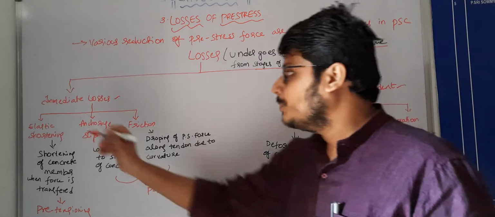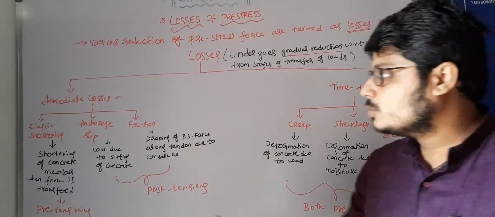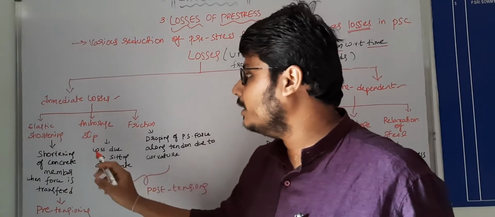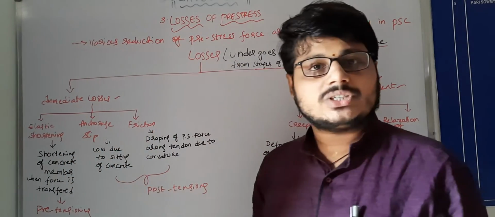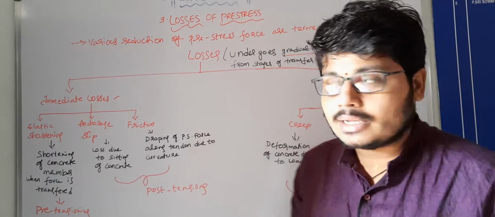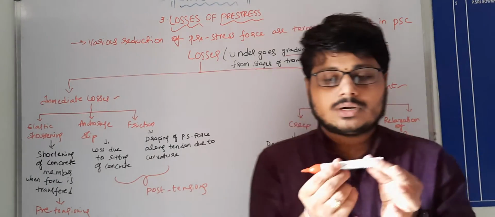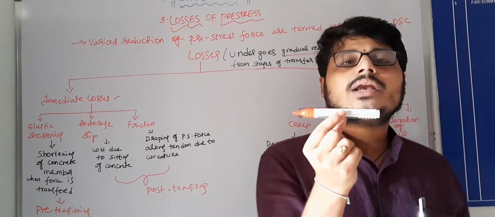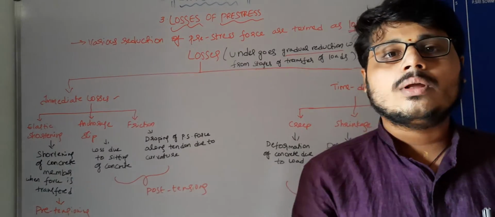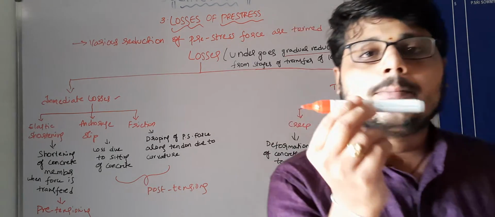Okay, first we take immediate losses. In immediate losses there are three forms: first, elastic shortening; then anchorage slip; and friction. So what is meant by elastic shortening? A concrete member, depending on the applied load, behaves as an elastic material.